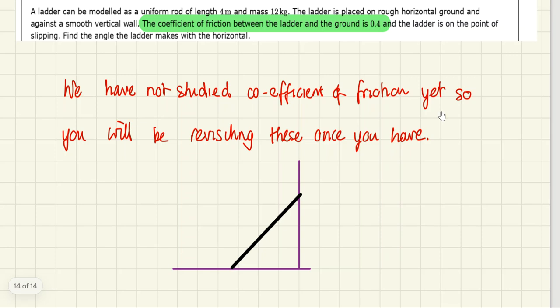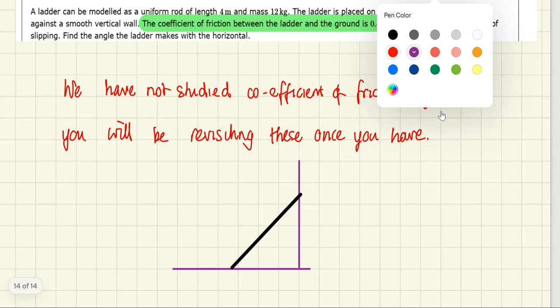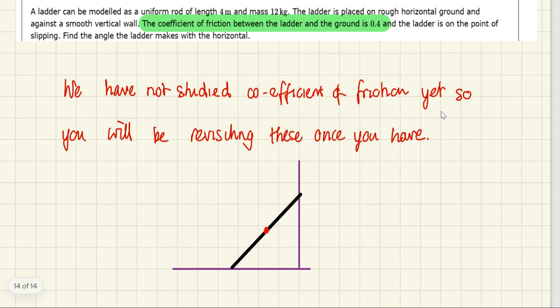All right, that's the first simple stuff. What about the rest of it? What do we have to put in? The weight of the ladder. Put it in the middle. The weight in the middle, good, because it's uniform. So we've got that going down, 12g.